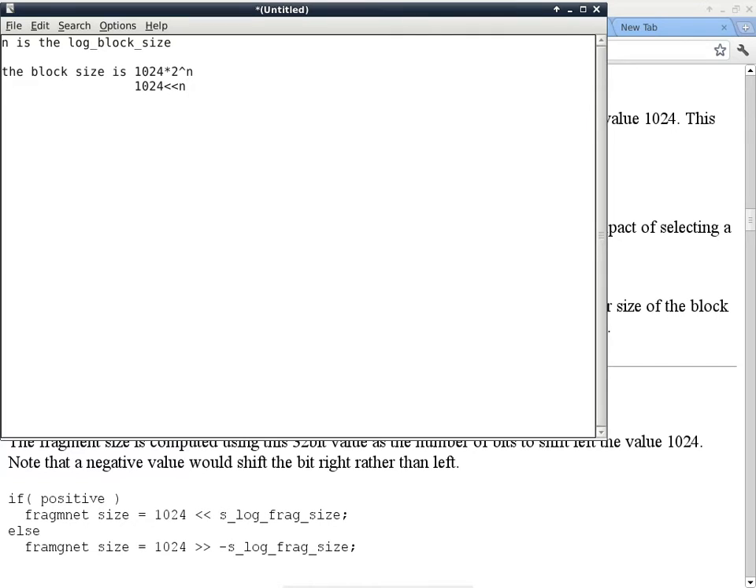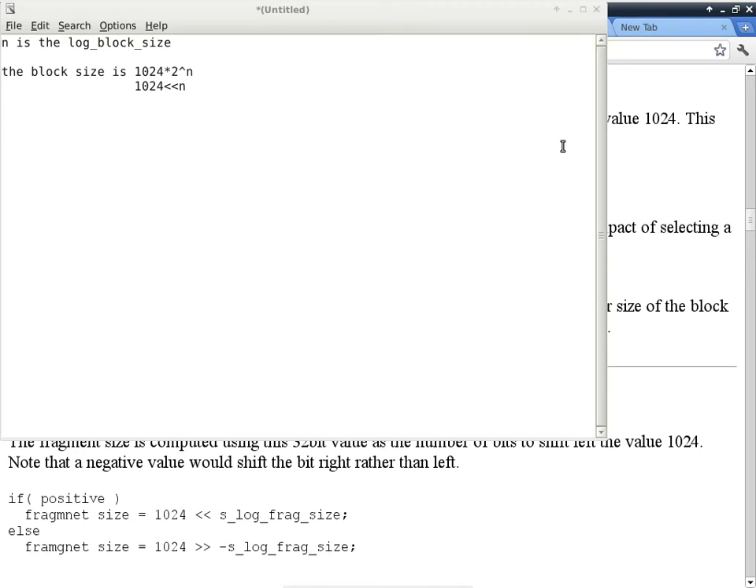Are there any questions about this? Because left shifting n times is to multiply by 2 to the power of n. It's the same thing. Okay, just a quick quiz here. What if that n is 0? Then it's exactly 1024 bytes. What if that n is 3? Then it's 8 kilobytes, sorry, because it's 2 to the power of 3, which is 8.